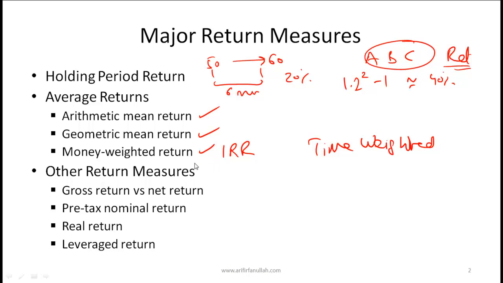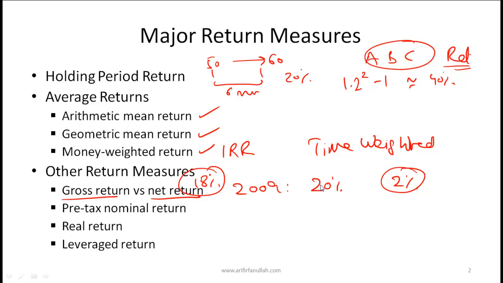It is important. Other return measures: gross return versus net return, and this is an important distinction. Let's say you invest in a mutual fund, and the mutual fund in 2009 gives you a gross return of 20%. Gross means the overall return on the mutual fund without fees and expenses subtracted. And if the fees and expenses for 2009 amounted to about 2%, then your net return would be 18%, which is the gross return minus the fees and expenses. Investors would be concerned about their net return.